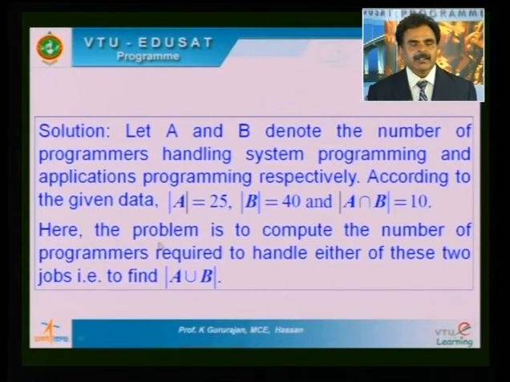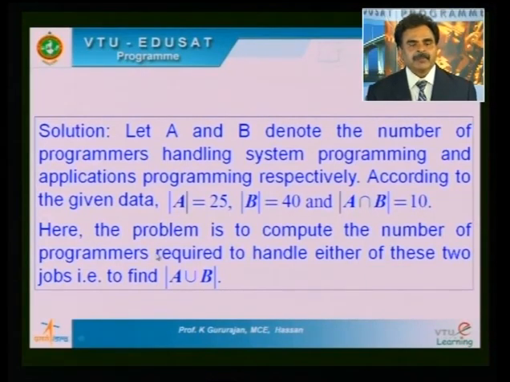Now according to the data given, 25 programmers can handle system programming jobs, so I will write cardinal number of A as 25. Cardinal number of B is given to be 40, because 40 programmers are given to be handling application programming jobs. Because 10 are expected to do both jobs, I will have cardinal number of A intersection B as 10.